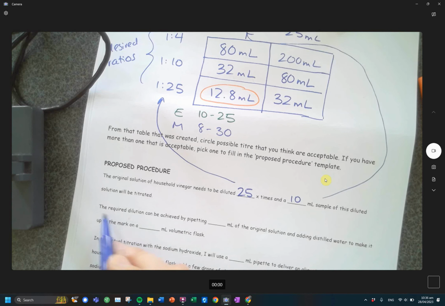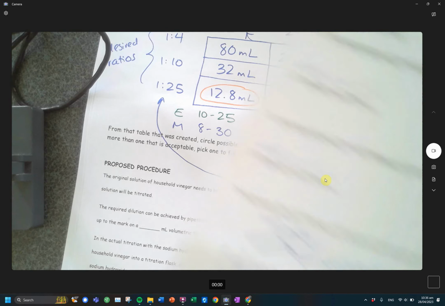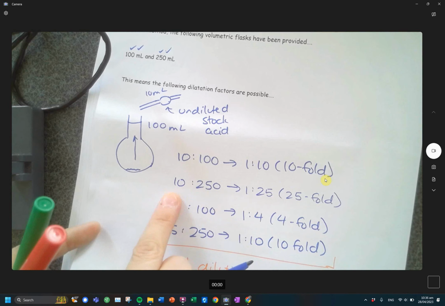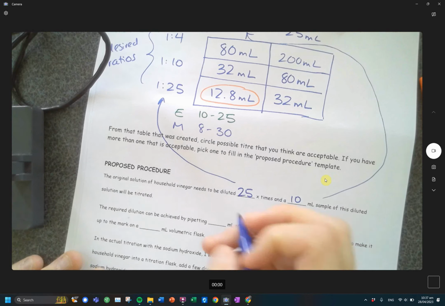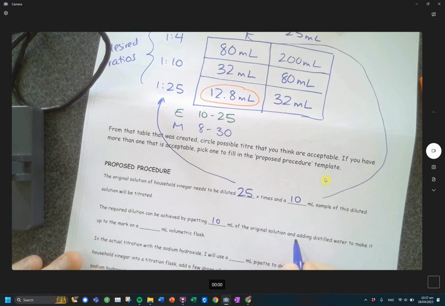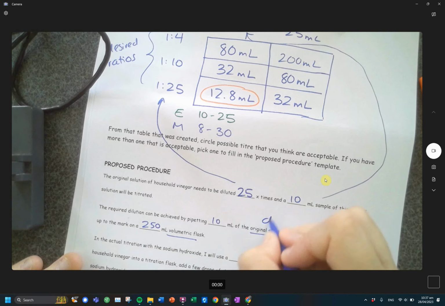So the required dilution. So now I'm trying to explain, how do I make a 25-fold dilution? We go back to our previous page and I go, okay, how did I make my 25-fold dilution? I took 10 mils of my stock and I put it in a 250 milliliter flask. So I'm taking 10 mils of the original solution and I am putting it into a volumetric flask of 250. So this comes back from your dilution planning.